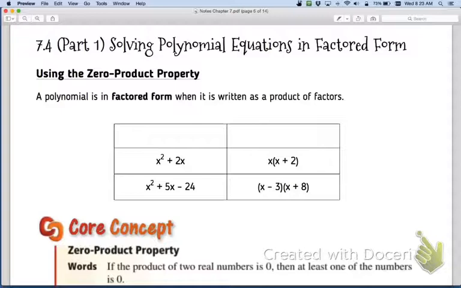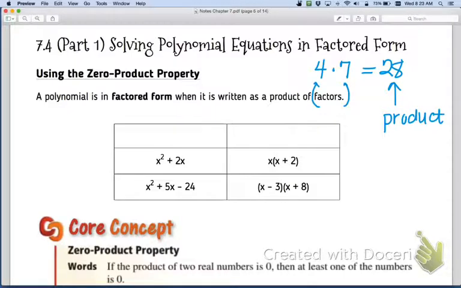When I have a multiplication problem like 4 times 7 equals 28, remember that the answer to a multiplication problem is called the product. But then each of these two things that we're multiplying together, those are called the factors. So anytime we talk about factors, we want something written as things that are being multiplied together.